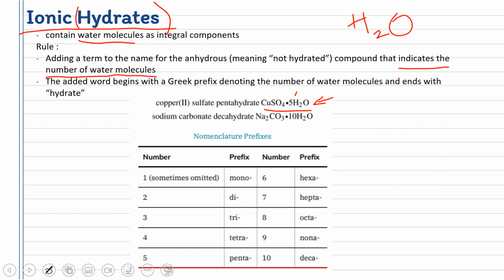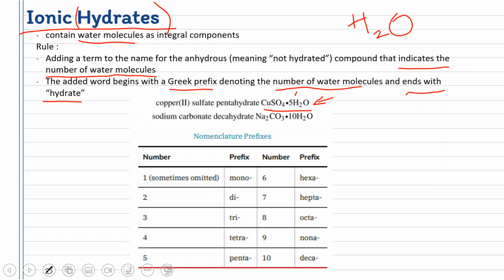The term you're going to add is just a Greek prefix that indicates the number of water molecules. If there's one water molecule, you use a Greek prefix that indicates one. Two water molecules, a prefix that indicates two. Three water molecules, a prefix that indicates three, and it goes on and on. Remember it's ionic, so you follow the normal rules for ionic compounds. What is the normal rule? We name the cation first, followed by the anion. This time, because it's a hydrate, we add an extra term. This term begins with a Greek prefix that tells you the number of water molecules, then it ends with the word hydrate.